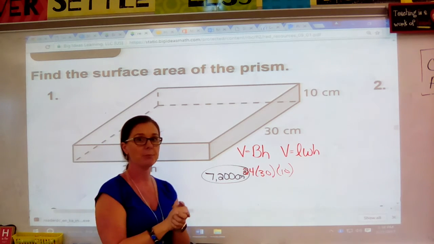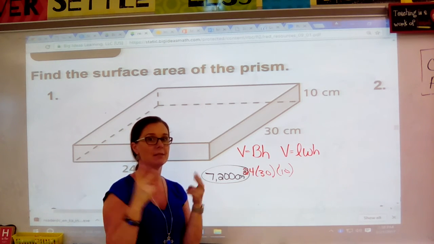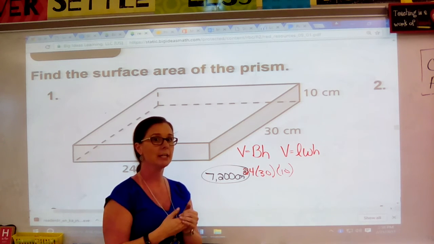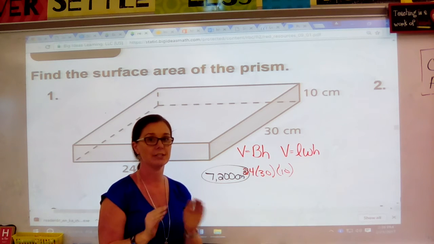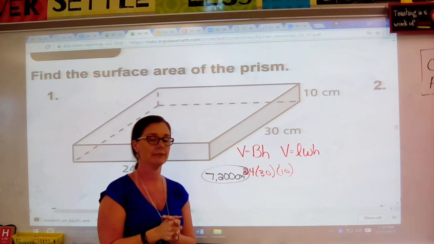So again, this is a rectangular prism, 6 faces. It's a prism because it has 2 bases. A pyramid, which will come next, only has one base. You cannot confuse the two because they are different formulas, different ways of finding the volume for them.